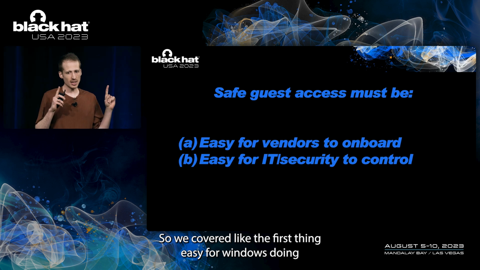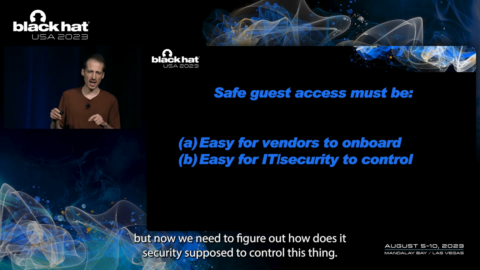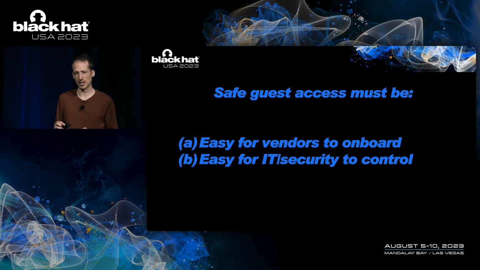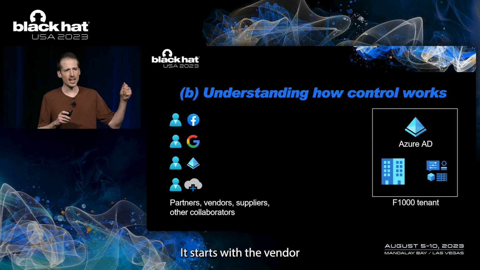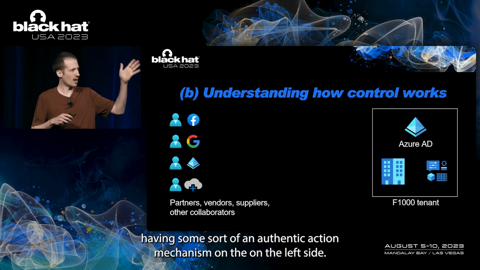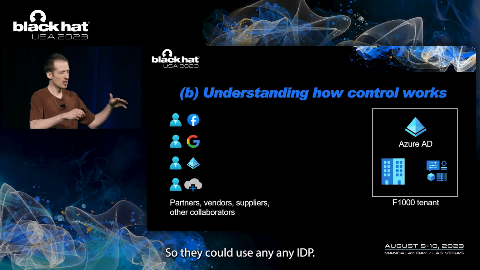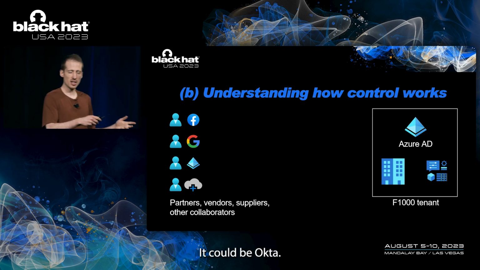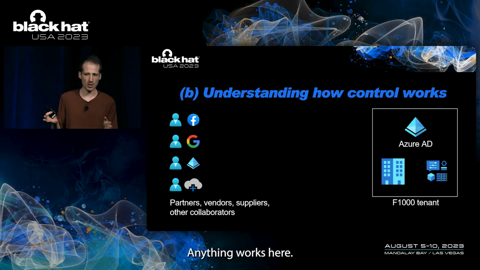So we covered the first thing, easy for vendors to onboard. Now we need to figure out how IT security is supposed to control this thing. Let me show you how this works. It starts with the vendor having some sort of authentication mechanism on the left side, right? They could use any IDP. It could be Okta, another AAD tenant. Anything works here.